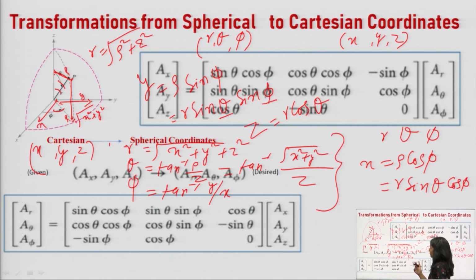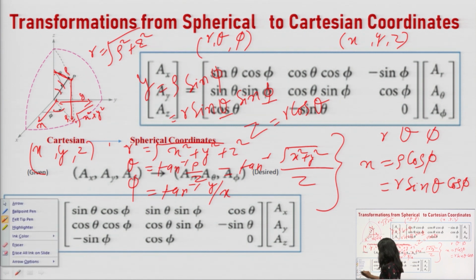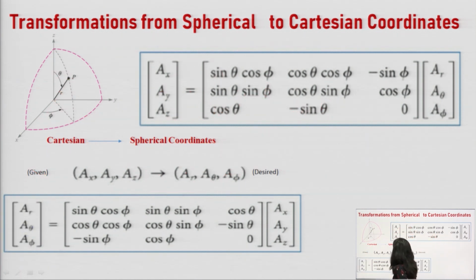Now this is all about the transformation of a point given in spherical coordinates into Cartesian coordinates, or the transformation of a point given in Cartesian coordinates into spherical coordinates. After that, we will see the transformation of a vector given in spherical coordinates to Cartesian coordinates, or vice versa.